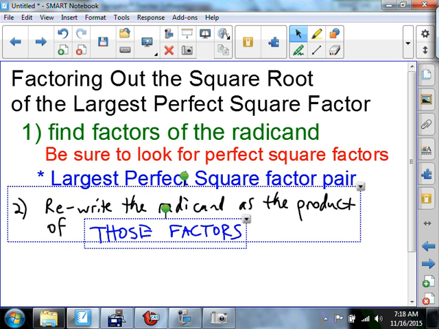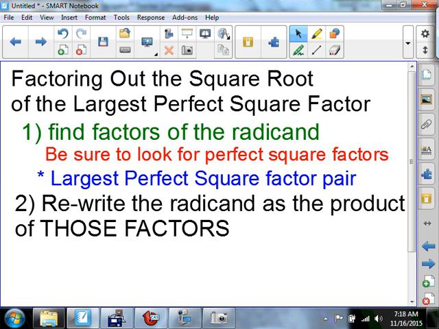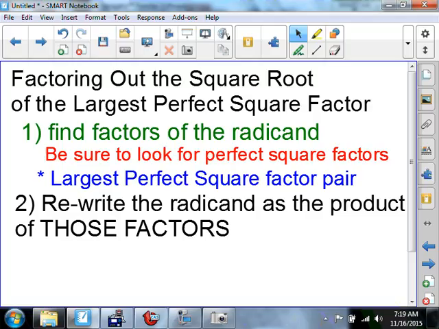That's weird the way you use those different colors, Mr. Minnick. I don't like it. Well, let's see how it turns out. Rewrite the radicand as the product of those factors. I don't know if it's going to let me turn that writing into blue or not. I hope it does. I think I broke my computer. Yeah, my computer's not cooperating right at the moment. That's okay. It's all good.